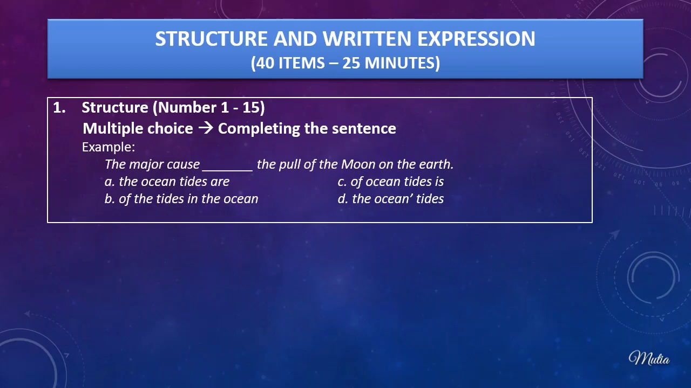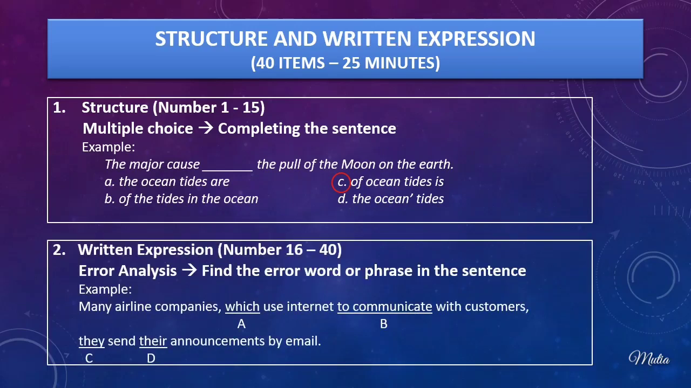The correct answer is C, of ocean tides is, because the subject is singular, the major cause, and the suitable verb is also singular by using is. Therefore, the complete sentence is the major cause of ocean tides is the pull of the moon on the earth.